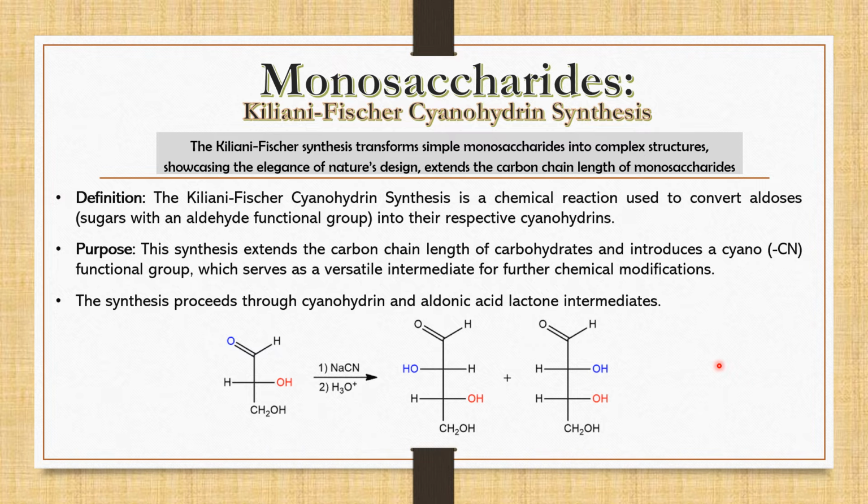The Kiliani-Fischer cyanohydrin synthesis is a chemical reaction used to convert aldoses into their respective cyanohydrins. This synthesis extends the carbon chain length of carbohydrates and introduces a cyano functional group, which serves as a versatile intermediate for further chemical modifications. The synthesis proceeds through cyanohydrin aldonic acid lactone intermediates.